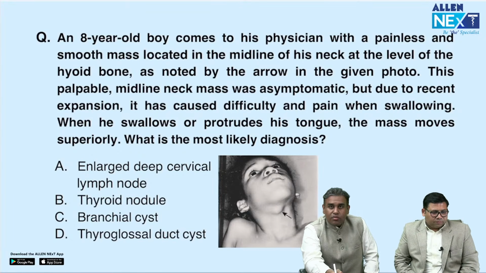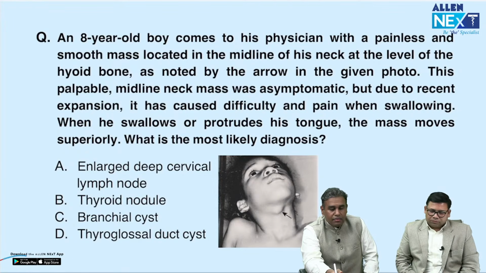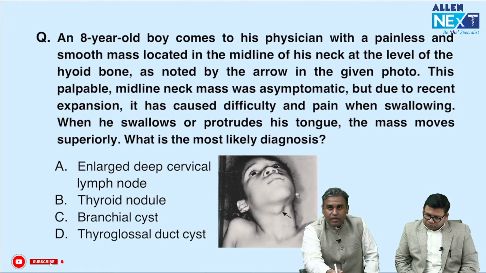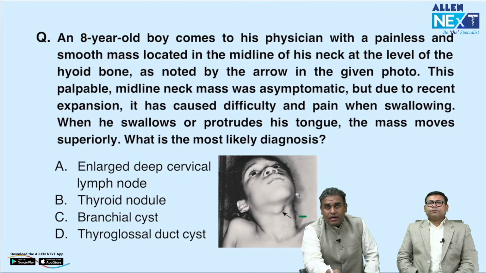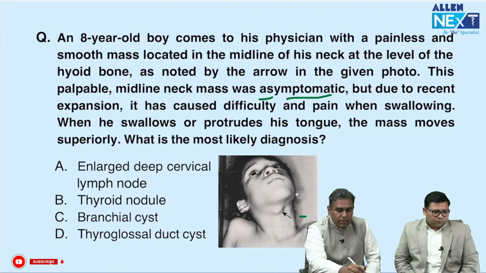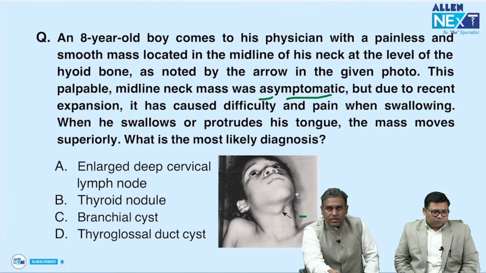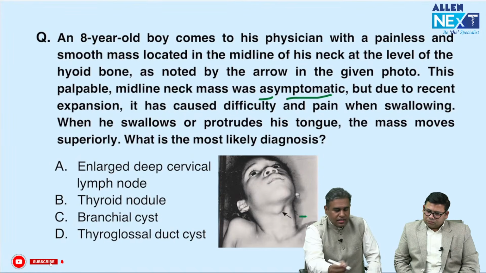So here is an 8-year-old boy who comes to the physician with a painless and smooth mass located in the midline of the neck at the level of the hyoid bone, as noted by the arrow in the given photo. This palpable midline neck mass was asymptomatic. So very important thing, it was asymptomatic. But due to recent expansion, it has caused difficulty and pain when swallowing. When he swallows or protrudes his tongue, the mass moves superiorly. That is a very, very important point.